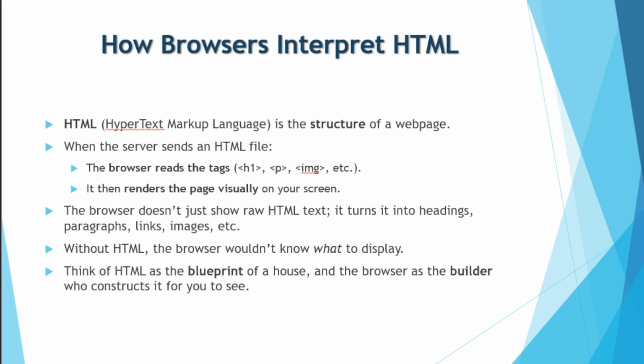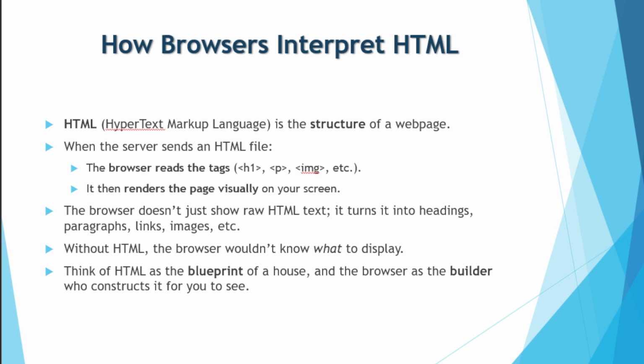The browser doesn't just show raw HTML text. It turns it into headings, paragraphs, links, images, videos, audio, various sections, anything that is supposed to be displayed. The particular information contained within that HTML file, the browser will render it. Without HTML, the browser wouldn't know what to display. Think of HTML as the blueprint of a house and the browser as the builder who constructs it for you to see.